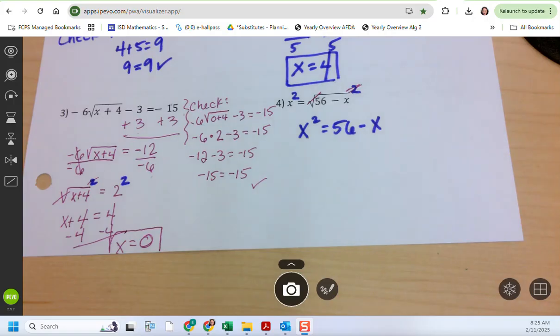In problems 1, 2, and 3, after we got rid of our radical, we ended up with a linear equation, but this is not a linear equation. What is it? Quadratic, very good. All right, so quadratic equation because of the x squared.